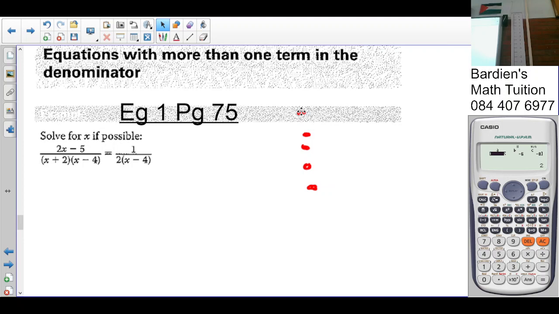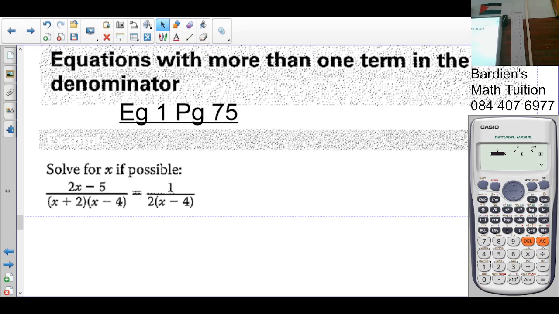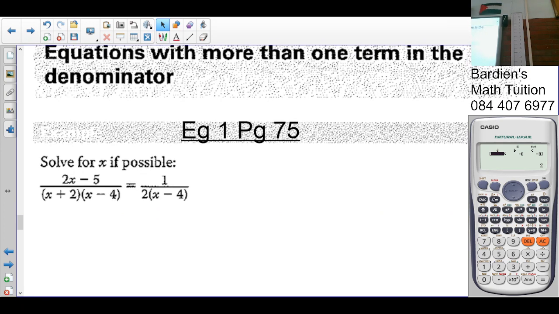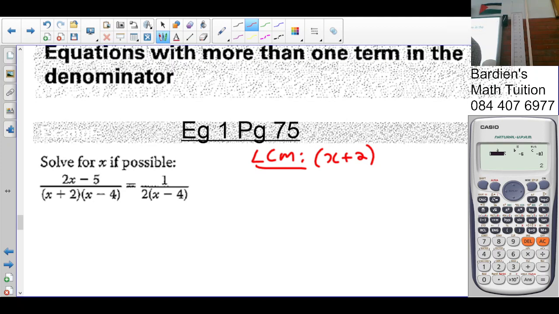Right, so what's the first thing we need to do? But the denominator is already factorized, not so? Okay, so what do we do now? So what is the LCM here? 2 into x plus 2 is x minus 4. That accounts for this here. Looking at the second fraction, I see there's a 2 and x minus 4 is accounted. So the LCM is 2 into x plus 2, x minus 4. You all okay with that?